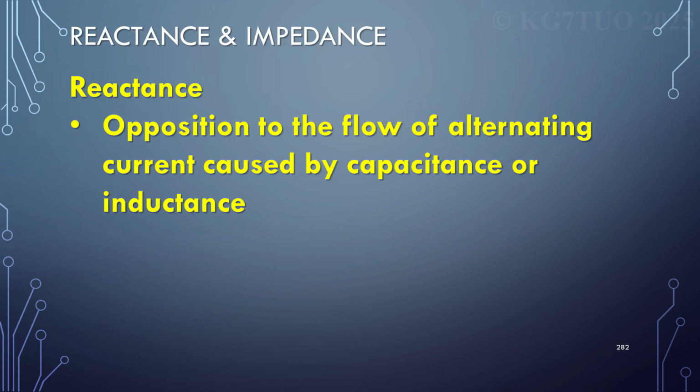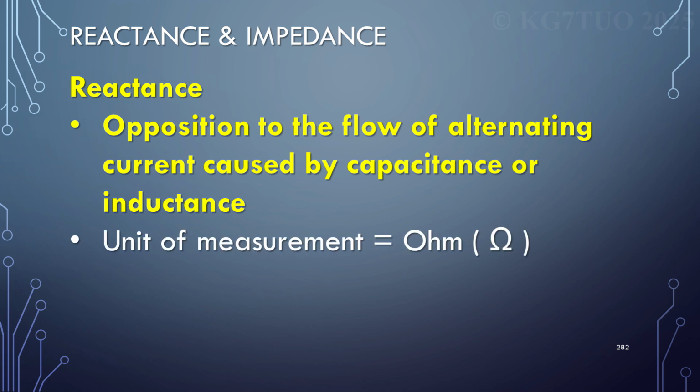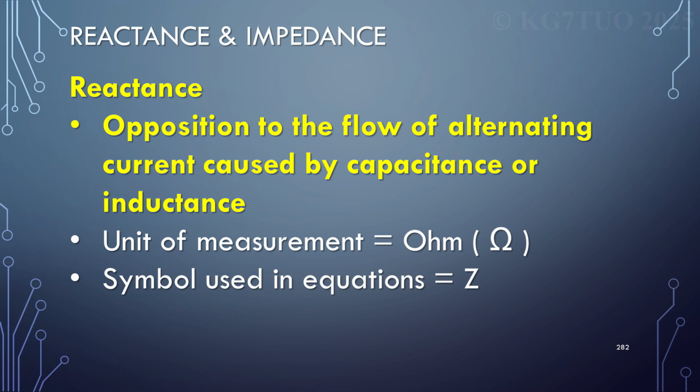Reactance is the opposition to the flow of alternating current caused by capacitance or inductance. So resistance is DC. Reactance is AC. Okay? The unit of measure, what do you know? The ohm again. The symbol used in equations is Z. It's not in yellow. Don't worry about that.